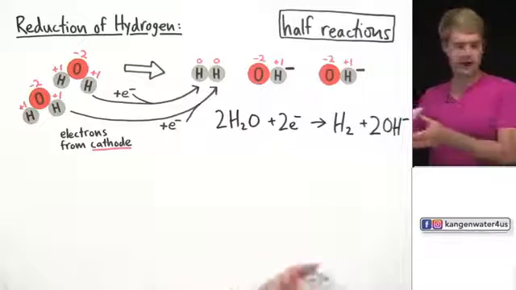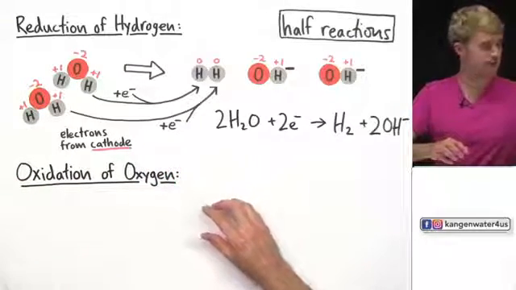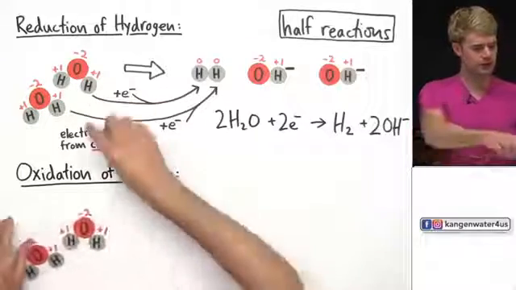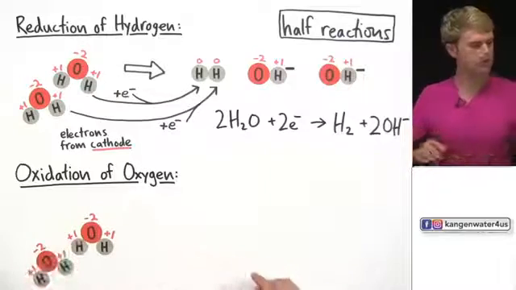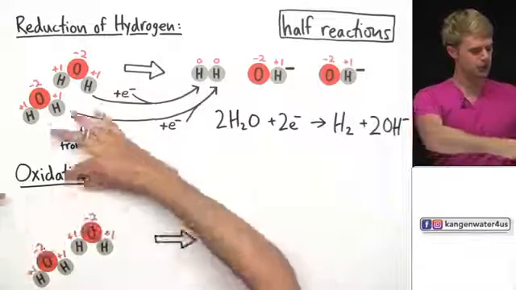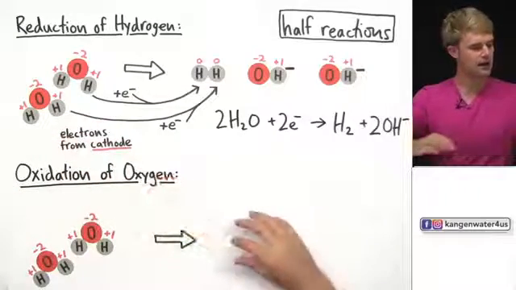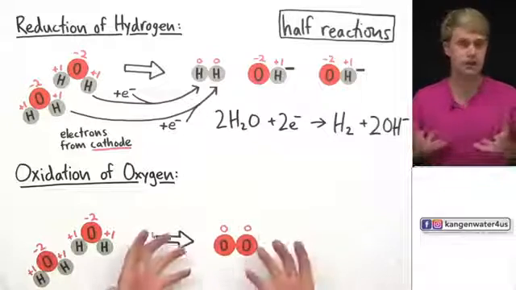Now let's take a look at the half reaction for the oxidation of oxygen, okay? Just like up here, we start with 2 molecules of H2O. And for the oxidation of oxygen, it's going to be like we pull off these 2 oxygen atoms to make a molecule of O2, oxygen gas.